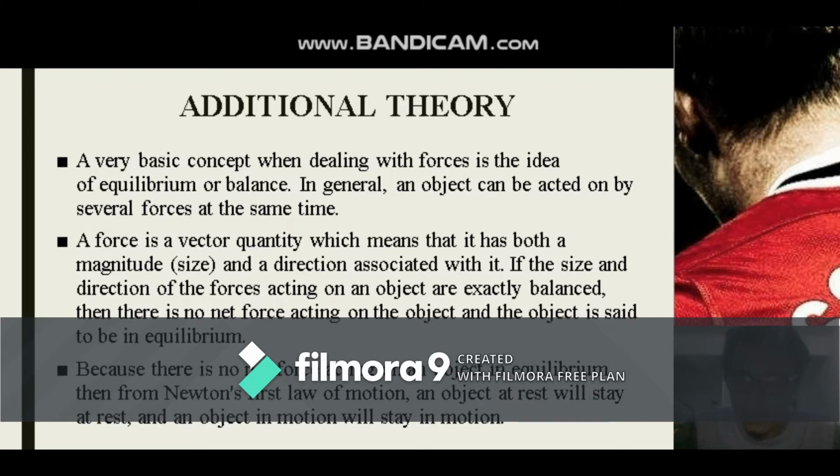A force is a vector quantity, which means that it has both a magnitude and a direction associated with it. If the size and direction of the forces acting on an object are exactly balanced, then there is no net force acting on the object, and the object is said to be in equilibrium. Because there is no net force acting on an object in equilibrium, then from Newton's first law of motion, an object at rest will stay at rest, and an object in motion will stay in motion.